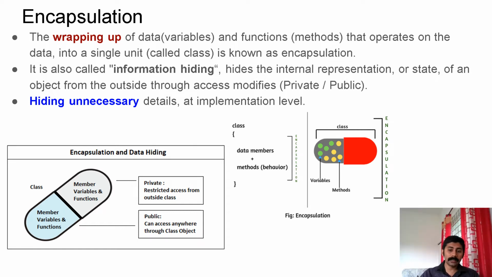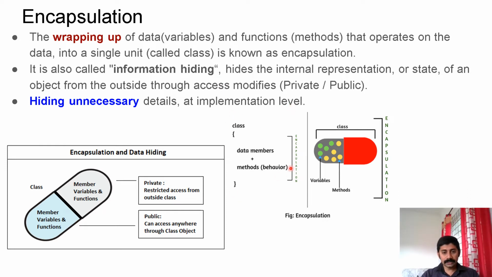Just imagine the diagram of a capsule. Within the capsule, there are a lot of granules. Okay, we'll come to that example. So encapsulation is also called information hiding. It hides the internal representation or state of an object from outside through the access modifiers, private or public. Here also we are hiding unnecessary details at implementation level. Encapsulation is more at implementation level.